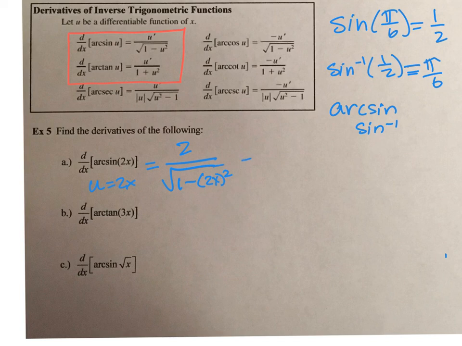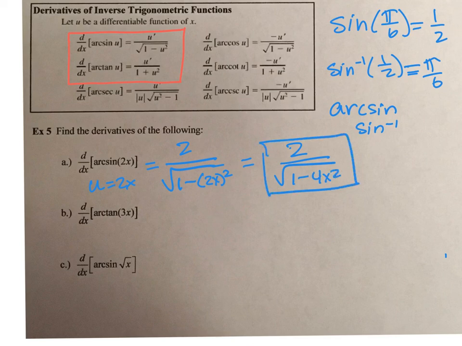And then we'll just simplify this just a little bit. Let's go ahead and square that 2x. So we'll write our final answer as 2 divided by the square root of 1 minus 4x squared. Okay, let's take a look at an arctan problem. So letter B says, find the derivative of arctan of 3x. Okay, so we'll use this formula: the derivative of arctan of u is equal to u prime over 1 plus u squared. No square root this time in the denominator.